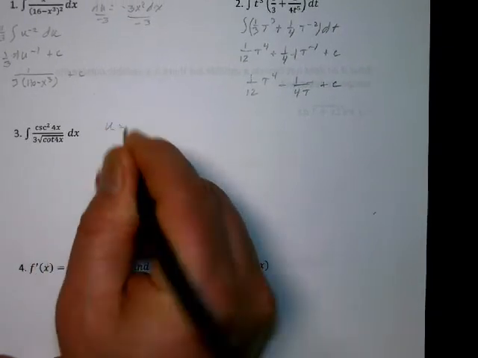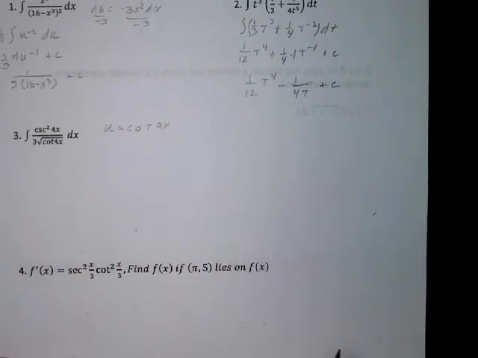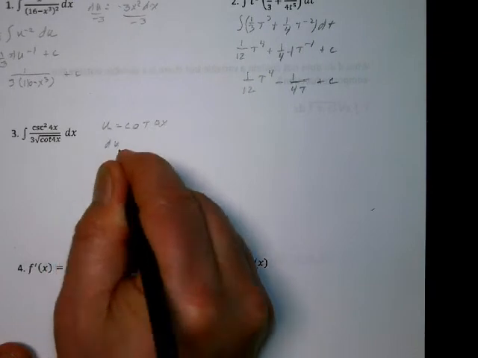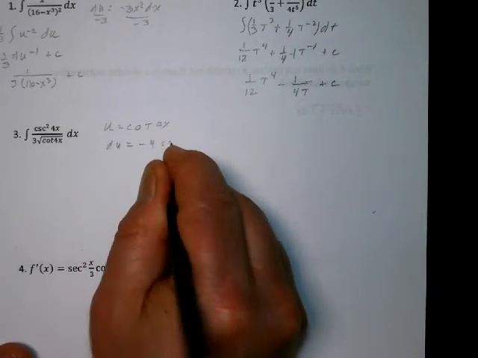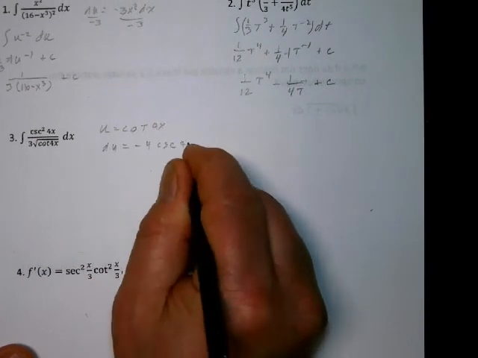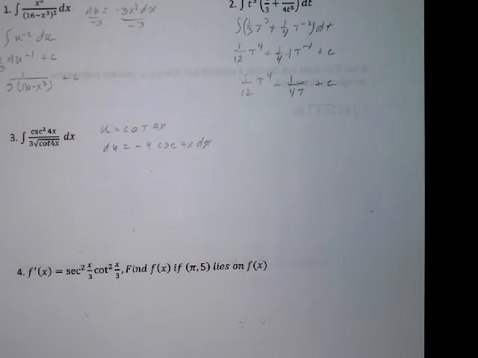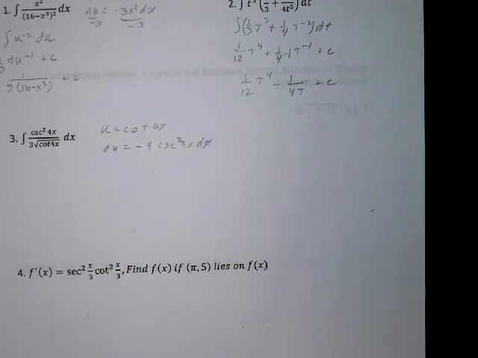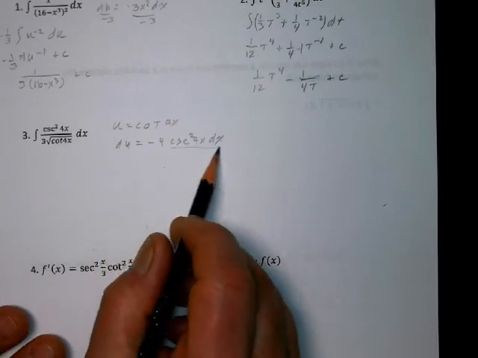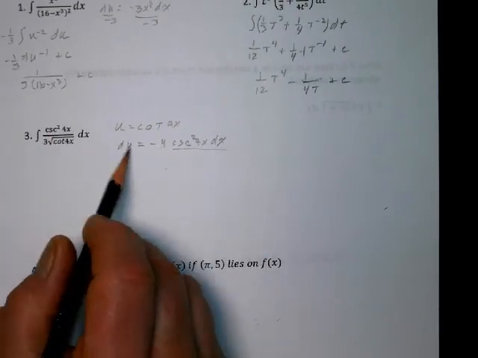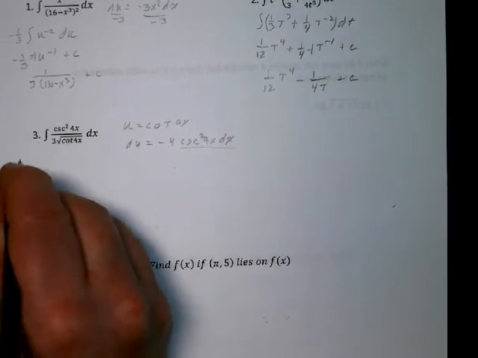My u is going to be equal to cotan 4x. Du will equal negative 4 cosecant 4x dx. And that should be squared. So I have everything for my dx other than this negative 1/4, so I divide both sides by negative 1/4. I'm also going to pull out this 1/3.